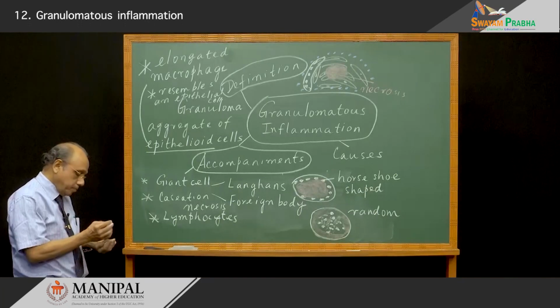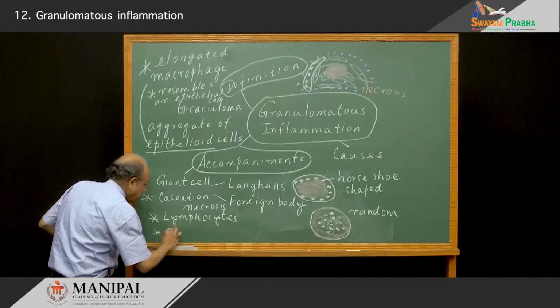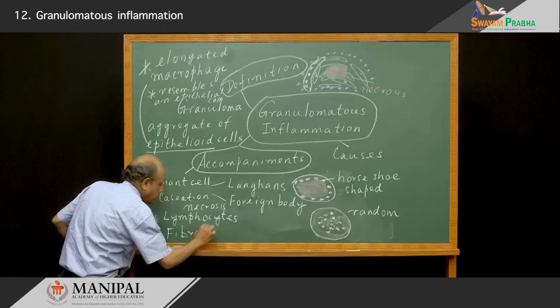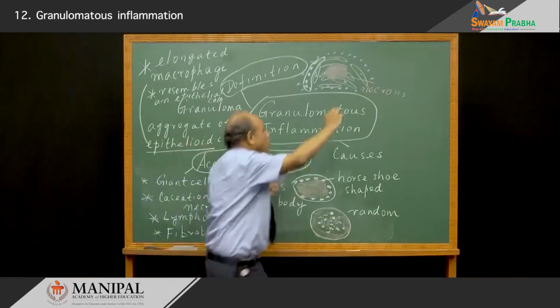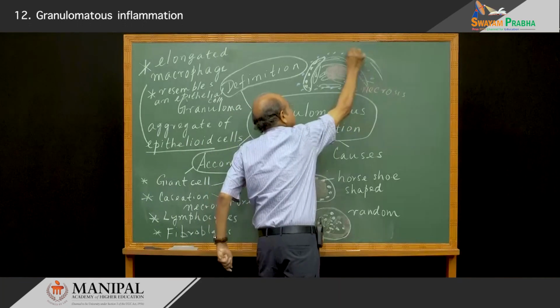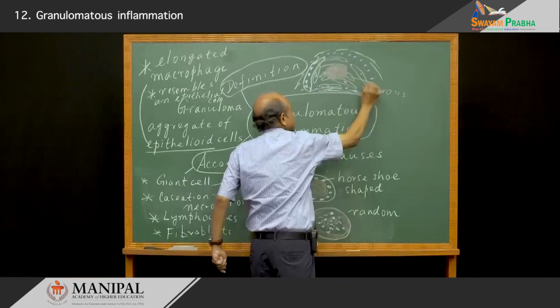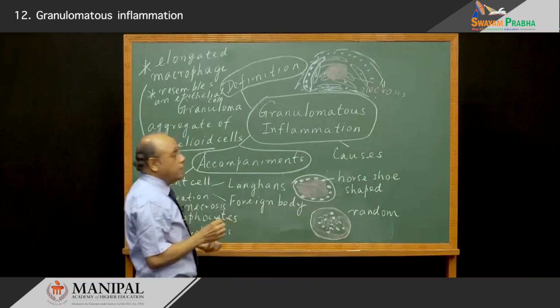The next is the presence of fibroblasts. In a granuloma, you sometimes get, again around the granuloma, fibroblasts, which can be an accompanying feature.